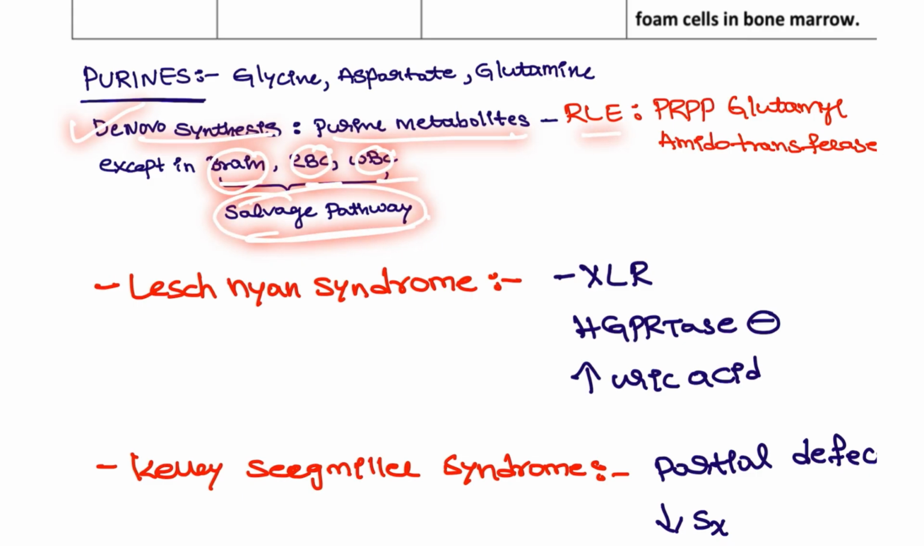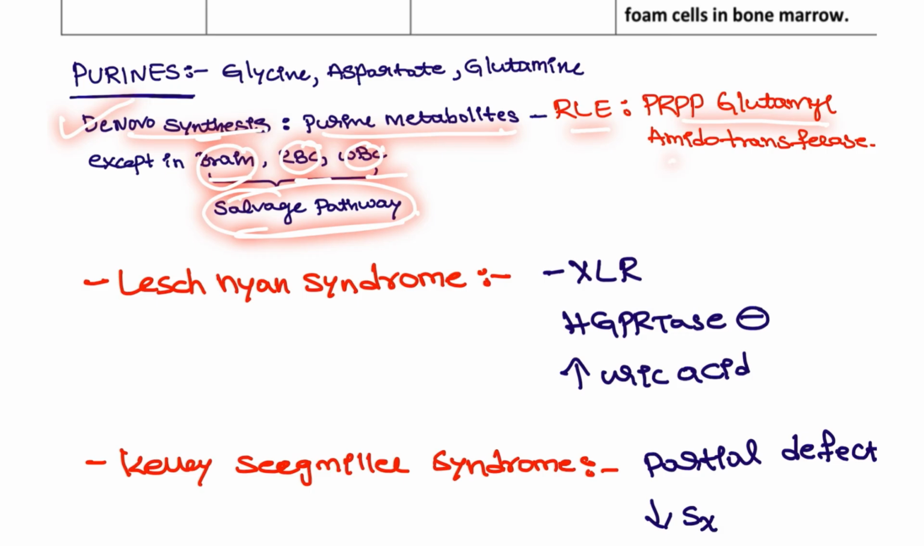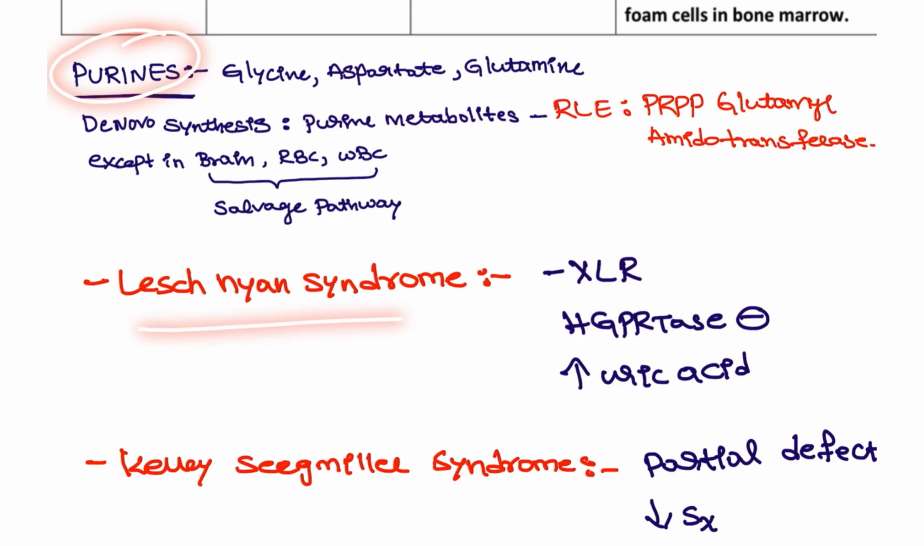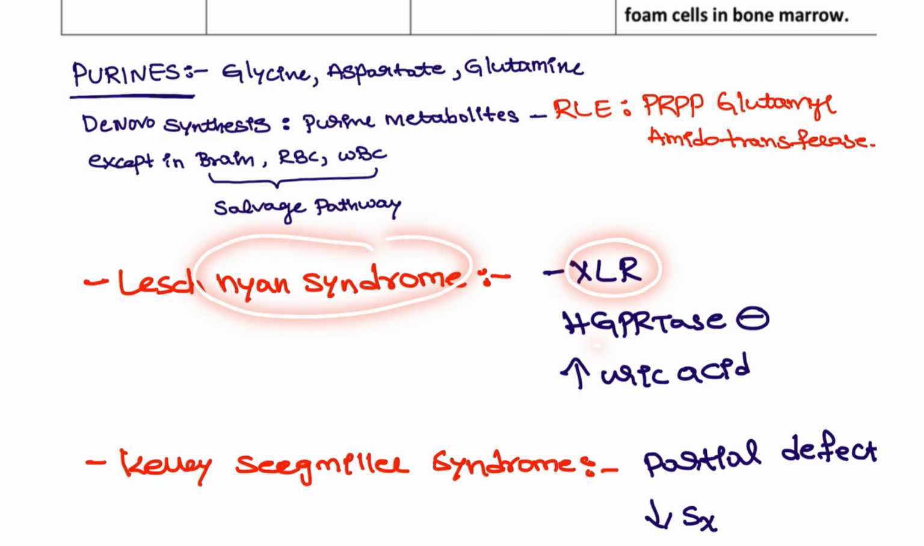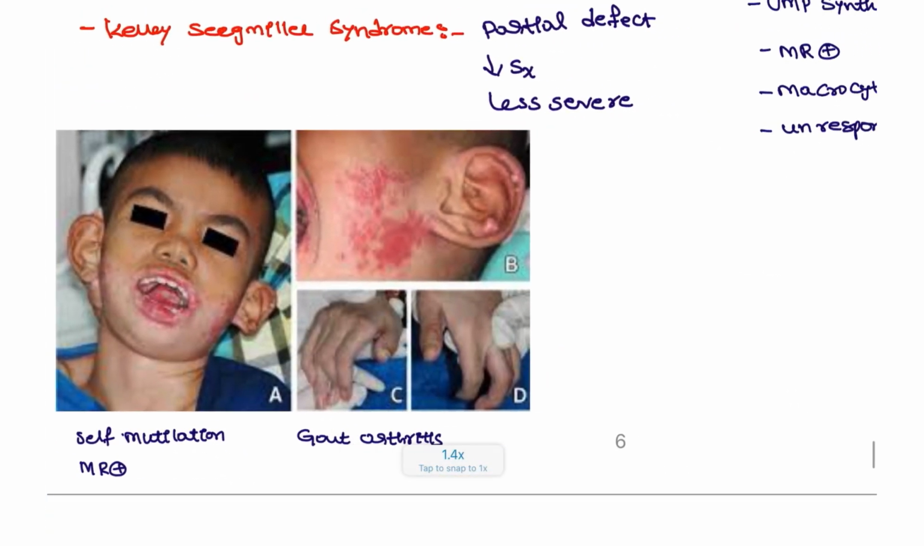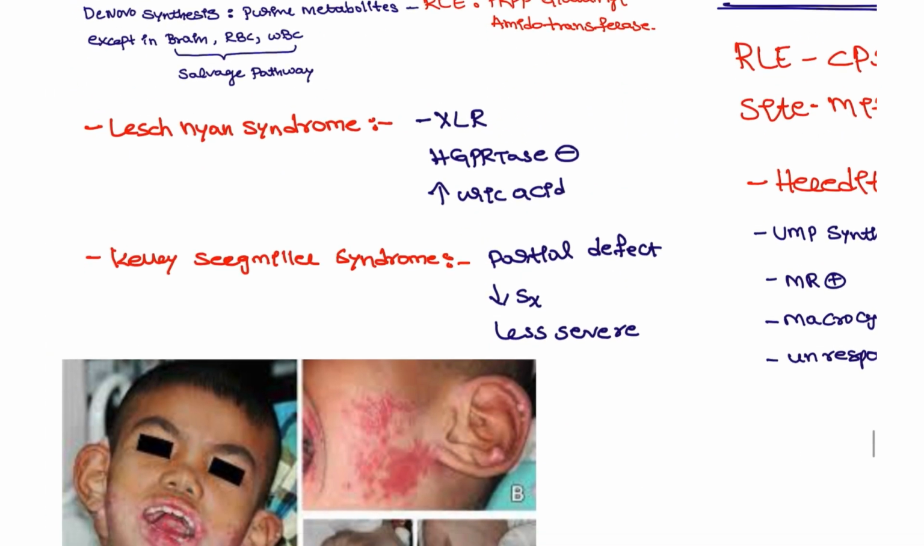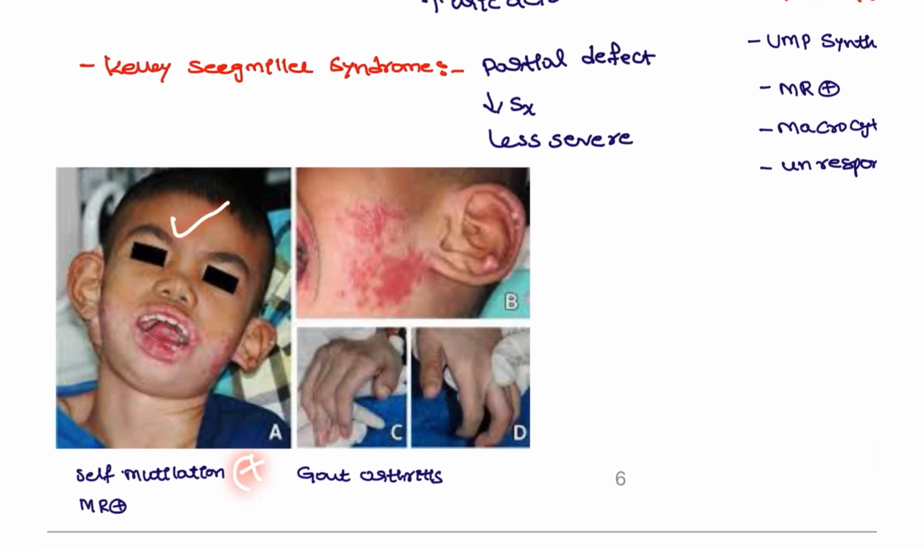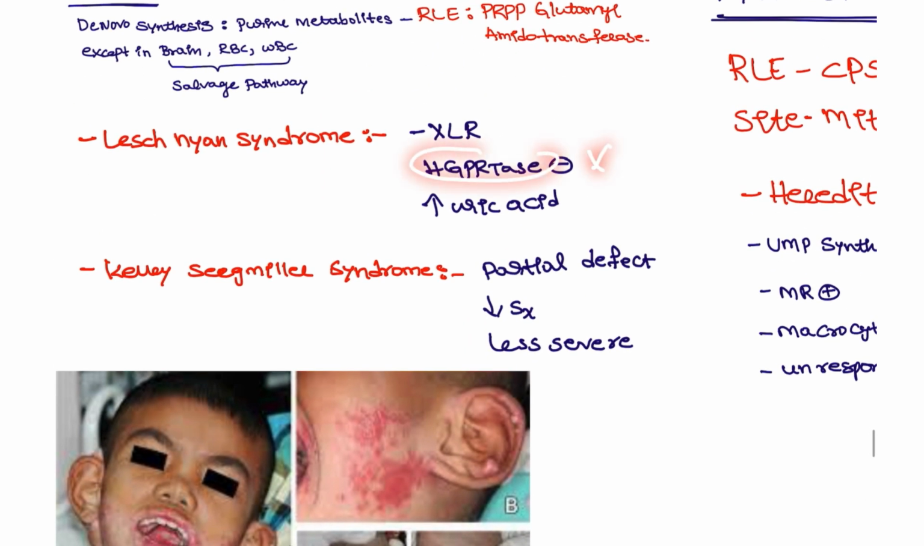The rate limiting enzyme for de novo synthesis is PRPP glutamyl amidotransferase. The conditions associated with purine metabolism are Lesch-Nyhan syndrome and Kelley-Seegmiller syndrome. Lesch-Nyhan syndrome is X-linked recessive HGPRT deficiency. Here you can see this is the condition of Lesch-Nyhan syndrome. There will be self-mutilation, mental retardation and gouty arthritis, because without HGPRT the salvage is blocked and xanthine oxidase is overactive, so increased uric acid will be seen. Kelley-Seegmiller is the same, but it is a very partial defect.